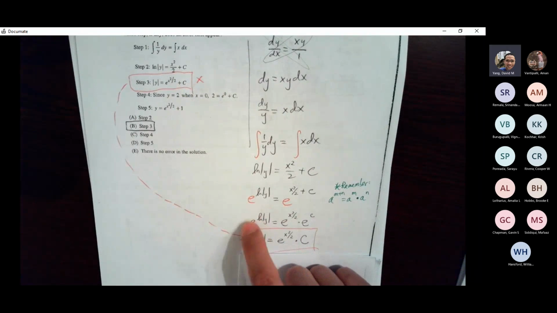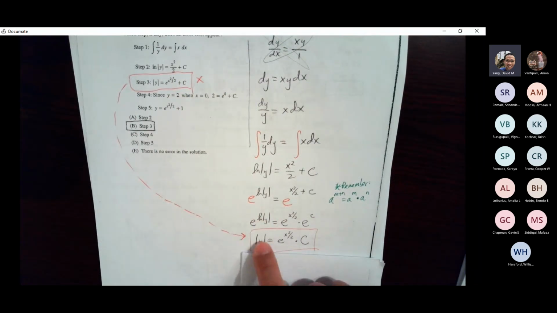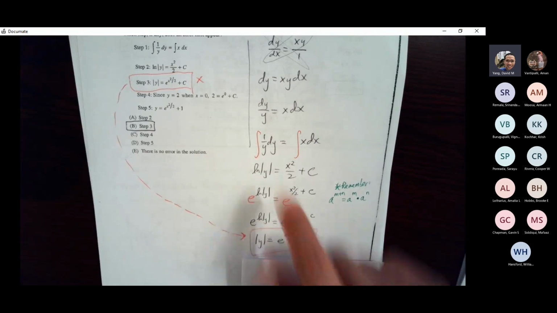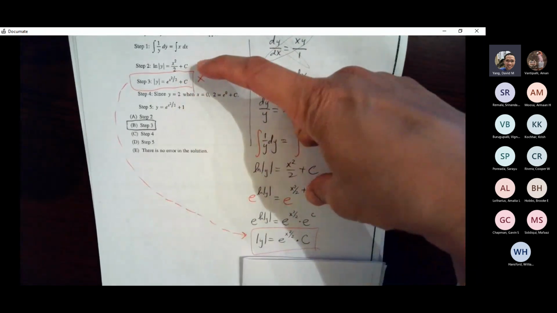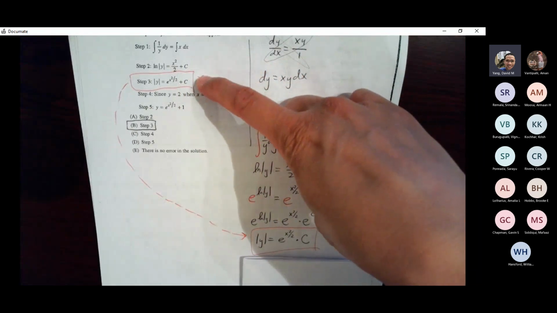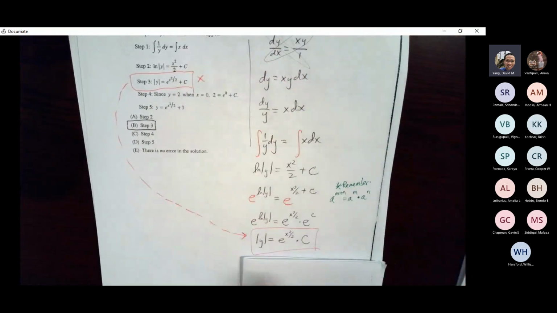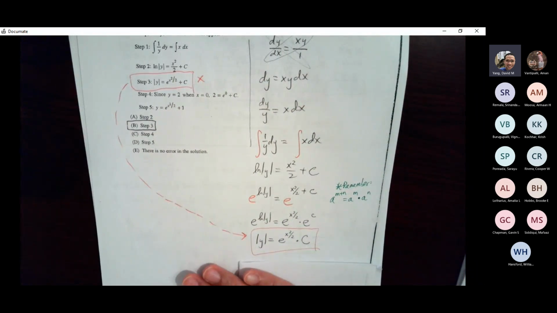And then once I clean up the left side, the e and natural log go away. The absolute value of y should equal e to the x squared over 2 times c, not e to the x squared over 2 plus c. So that's where the mistake is occurring. We can stop there and say that step 3 is where it's wrong. We'd have to go further to solve for c and to solve for y.